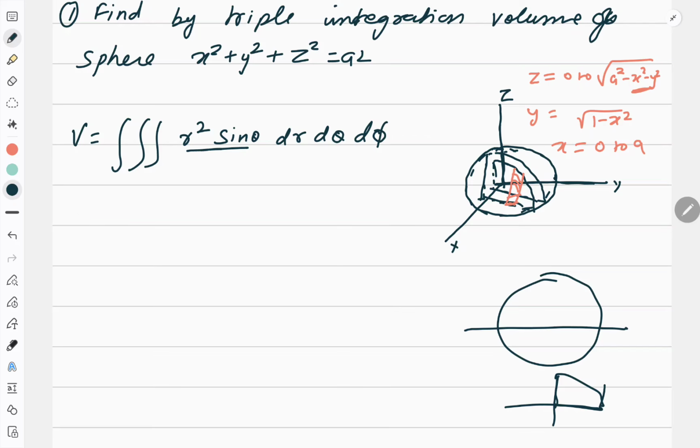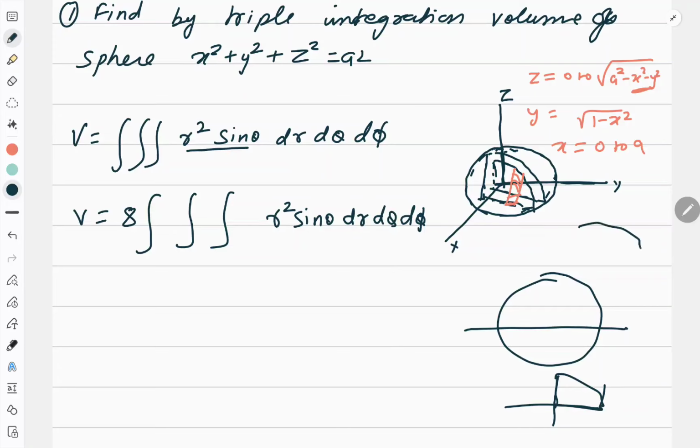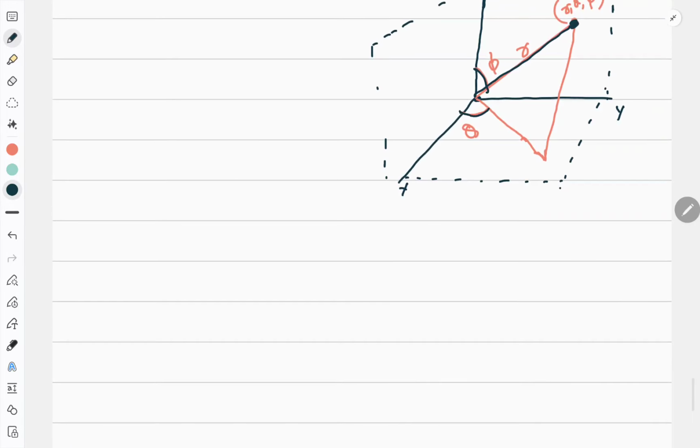Okay, so total volume will be 8 times the triple integral of r square sine theta, dr, d theta and d phi. Now you need to visualize that one part. I am very bad at drawing. It will be like this, like 3D, it will be like this. And there you need to understand how the limits are changing as per this diagram.